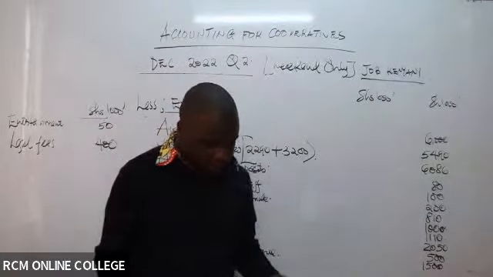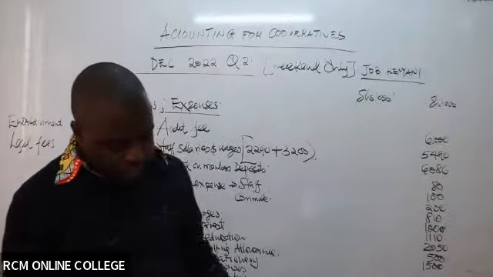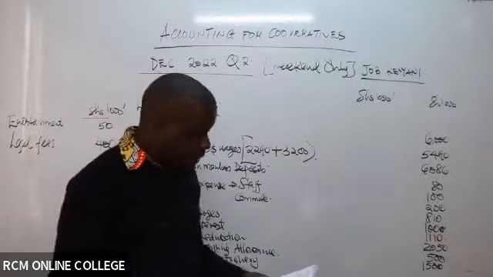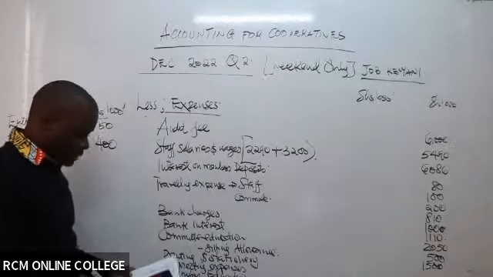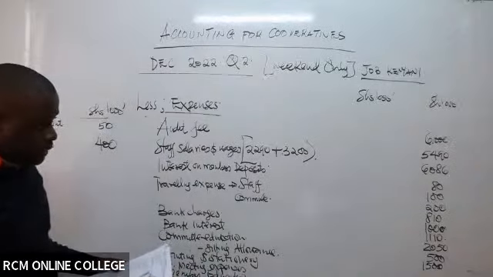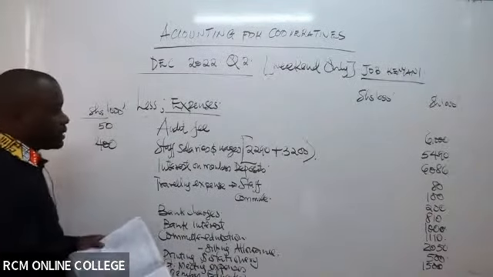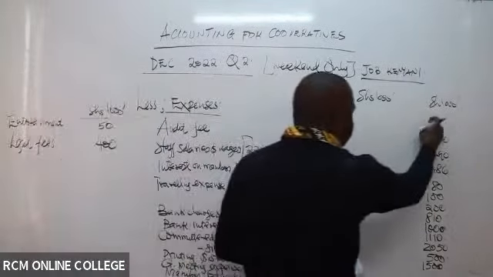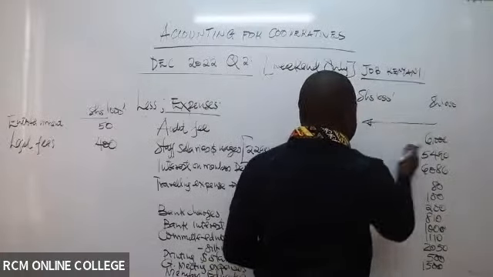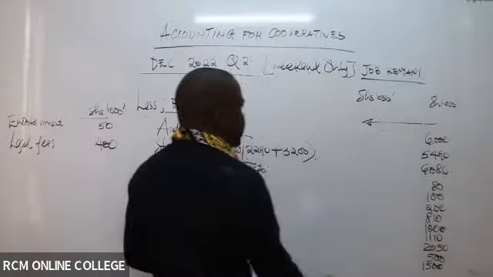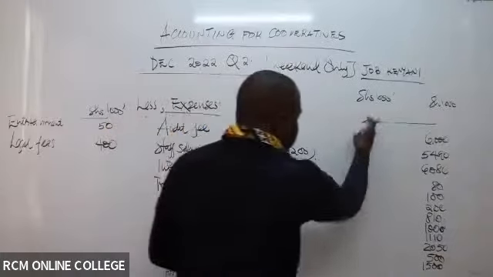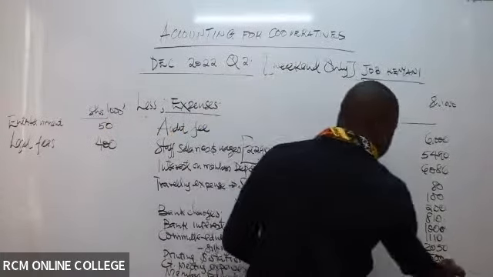So I think we've been able to capture all the expenses, unless there is one that we've missed out, but I think we've been able to capture all of them. So I don't know what you are getting as the total. Remember, these were supposed to be in this column. So sorry about that. When you get the total, you put it in this column.